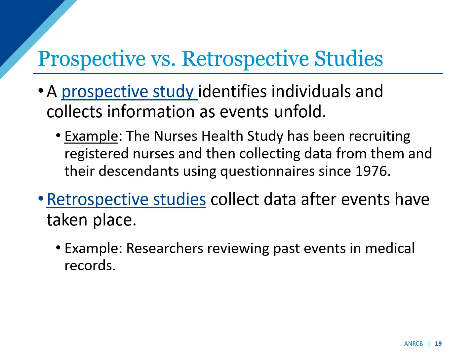A prospective study identifies individuals and collects information as events unfold, such as in the Nurses' Health Study, which has been recruiting registered nurses and collecting data from them and their descendants using questionnaires since 1976. Retrospective studies collect data after events have taken place, such as when researchers review past events in medical records.